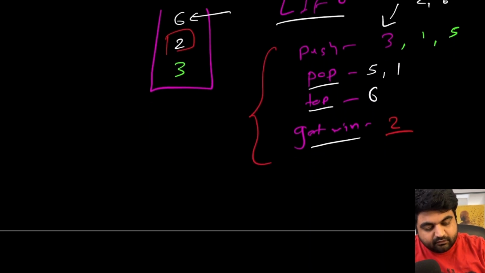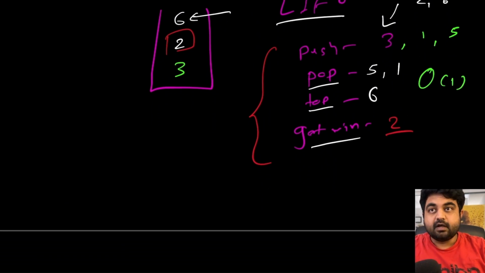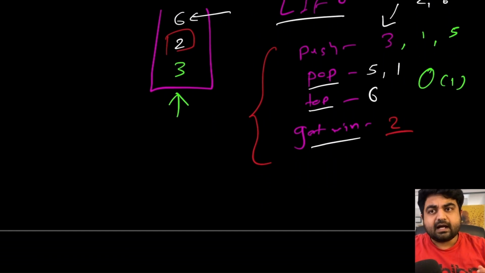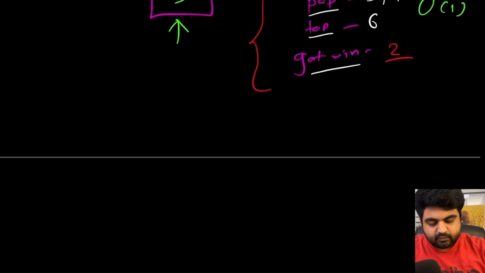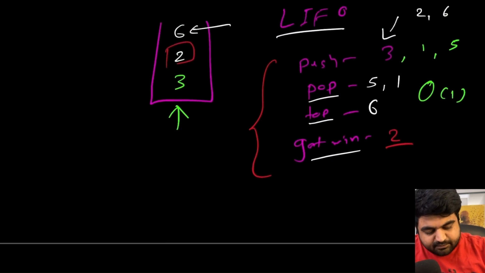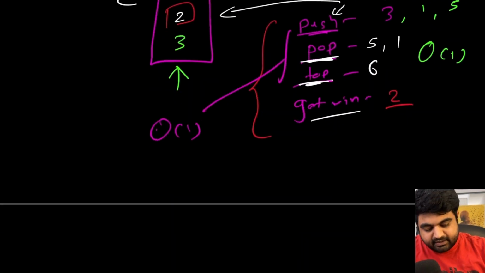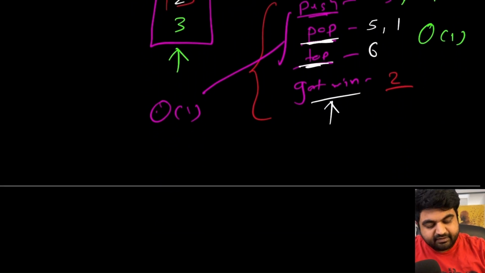We need to solve all of these in big O of one time, which means we will have to do something different when we are designing our stack. So what are some of the considerations? The push, pop and top methods can all operate in big O of one time, no issues with that. In either case, getMin is a little bit tricky because we will need to know what the minimum element is at any given moment.